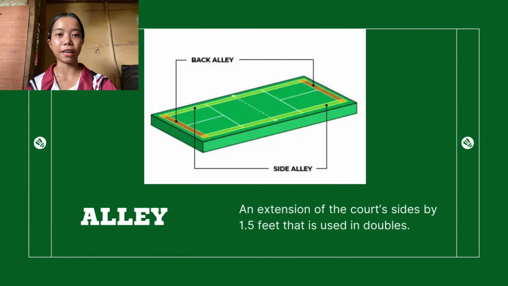First, we have the alley. In badminton, the alley refers to the extended area on the sides of the court by 1.5 feet. It is used for doubles play, but out of bounds for singles play.